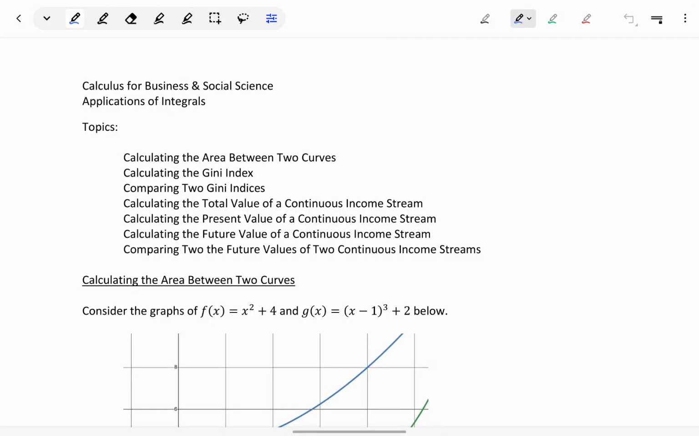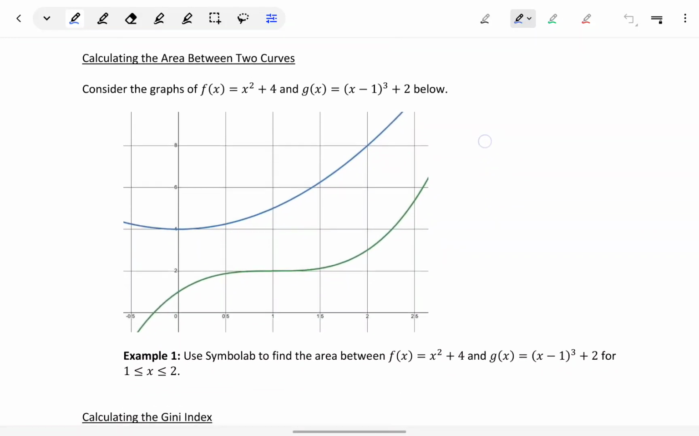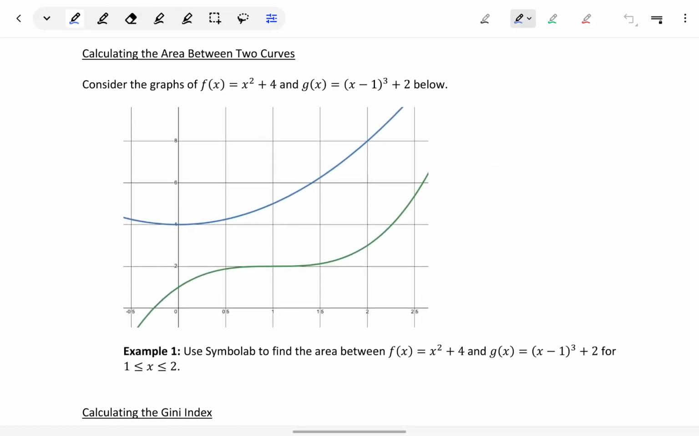The first application of integration that we want to look at deals with finding the area between two curves. So before we talk about that application, let's talk about how we calculate the area bounded between two curves. In the graph presented, we have the function f of x equals x squared plus 4, and we have the function (x minus 1) cubed, plus 2, as our functions f of x and g of x.